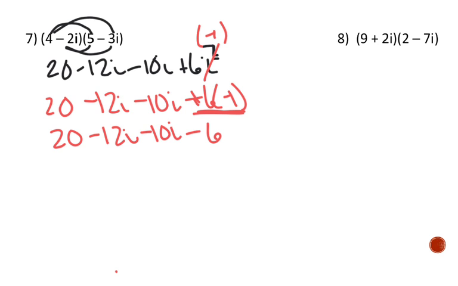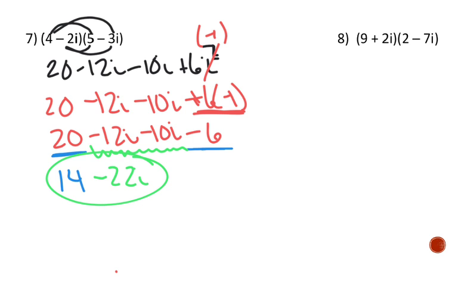So now we'll just combine our like terms. So combine the real parts. So 20 minus 6 is positive 14. Combine the imaginary. Negative 12i minus 10i is negative 22i. That's our final answer.